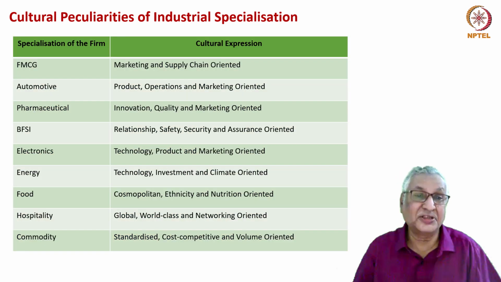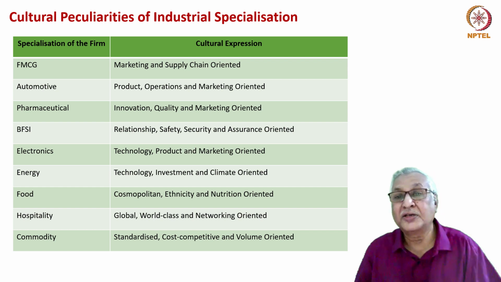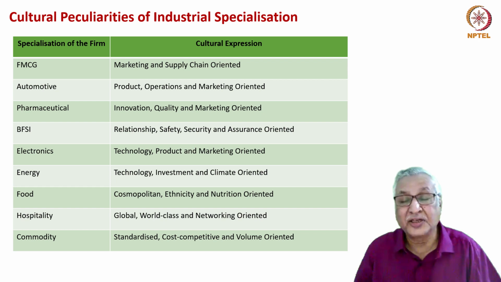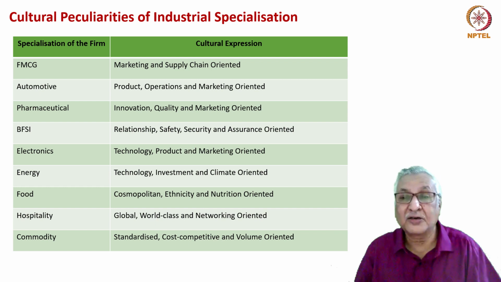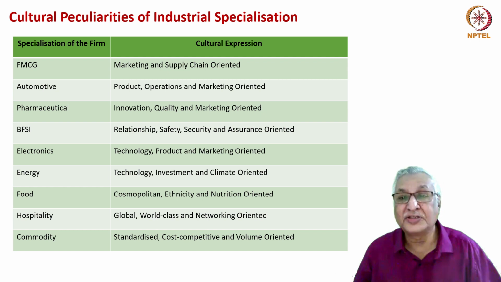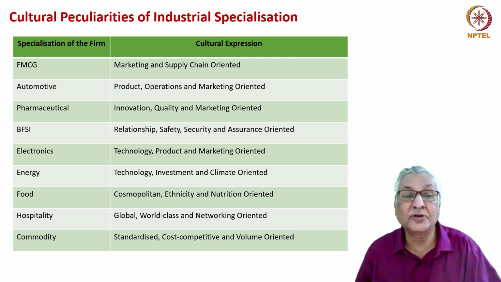Let's look at the specialization of the firm in terms of the key industrial bearing and the related cultural expression. If you are an FMCG company, your cultural expression would be marketing and supply chain oriented. Everything the company does is oriented towards the market opportunity and the customer. If you are from an automotive organization, the whole approach would be highly technological, product operations and marketing oriented. A pharmaceutical company will be based on innovation, quality, and marketing oriented.